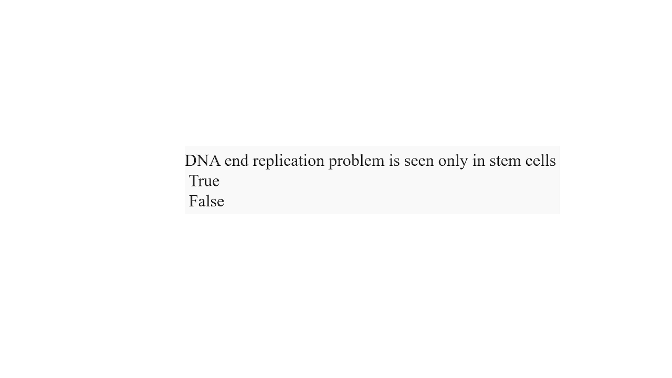Because the DNA end replication problem is seen in somatic cells where telomerase activity is not there. So the cells in which telomerase activity is not there, there you can have end replication problem. But that is also solved because telomeres are there for a certain rounds of cell division. It can go on and then the cell will die. So the correct answer would be false.